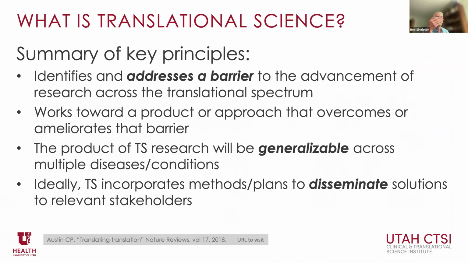So once more, key principles. Translational science addresses a barrier to the advancement of clinical research or translational research. It works towards a product that overcomes or ameliorates that barrier. It needs to be generalizable across multiple diseases and conditions. And that generalizability implies that inherent in translational science is a means to disseminate that solution to research stakeholders who might find benefit from it.